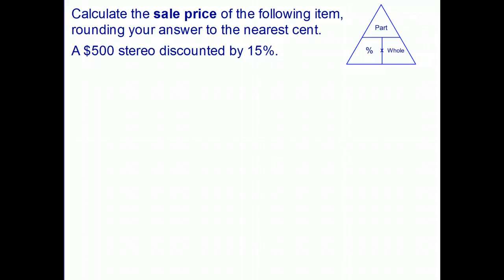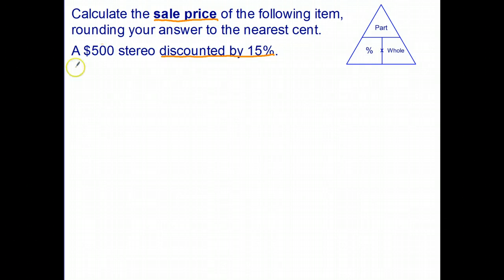We've got a $500 stereo. That's the original price or the selling price, but it's going to be discounted by 15%. The reason this is a bit tricky is the question is asking for the sale price, which is why I put it in boldface, but the information given is the discount as a percent. So we've got to be a little bit careful. We can't just find 15% of that and leave it at that. We've got to do a couple of other things. I'm going to do this question two different ways, and then you can decide which one you prefer.